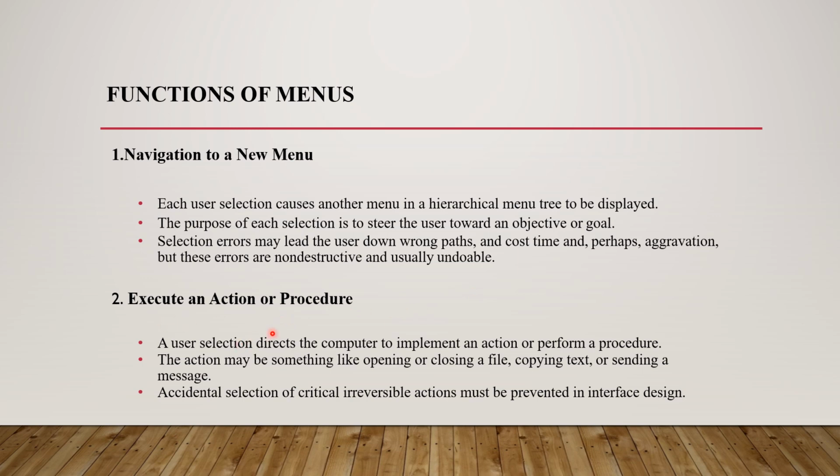Next is to execute an action or a procedure. A user selection directs the computer to implement an action or perform a procedure. That is, the action may be something like opening a file, closing a file, copying a text or sending a message. In some cases, execution may only occur after a hierarchical menu tree is navigated. In other cases, actions may be performed as successive hierarchical menus are encountered and traversed. Accidental selection of critical irreversible actions must be prevented in interface design.